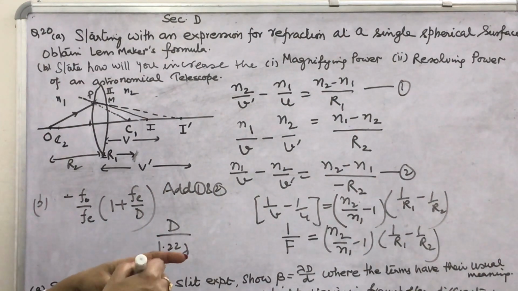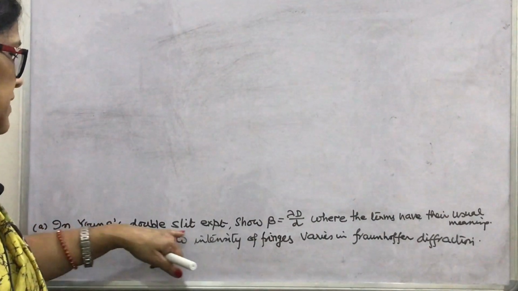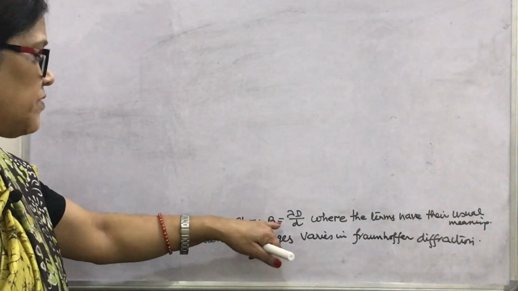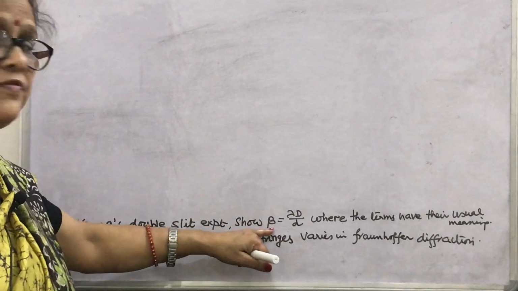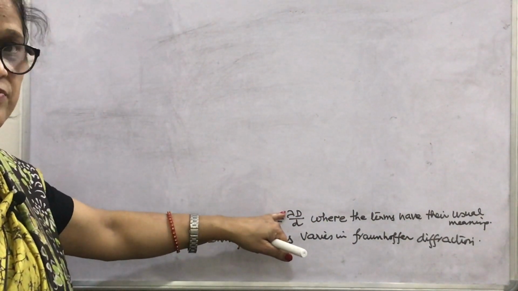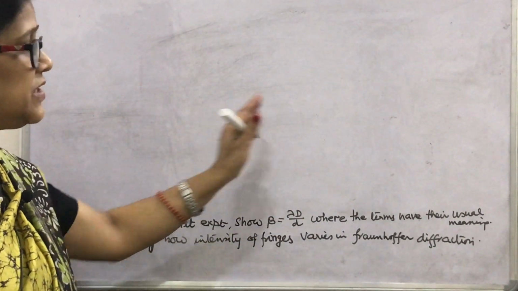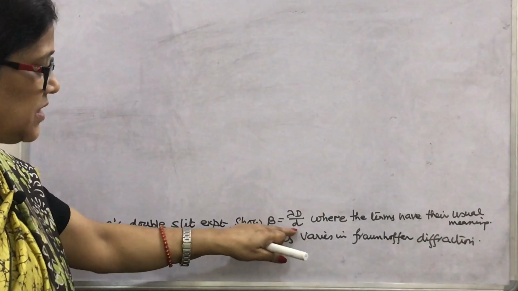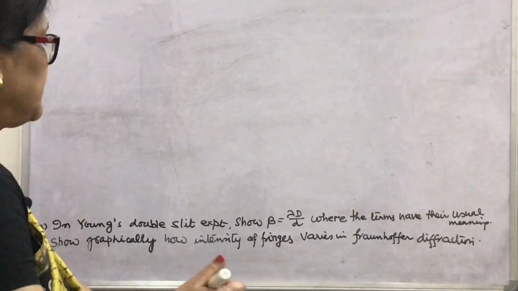Look at the choice question. In this choice question, the first part says: in Young's double slit experiment, show beta equal to lambda D by d, where the terms have their usual meanings. Beta is the fringe width, lambda is the monochromatic light wavelength, capital D is the distance between the plane of the slits and the screen, and small d is the distance between both the coherent sources or the slits.